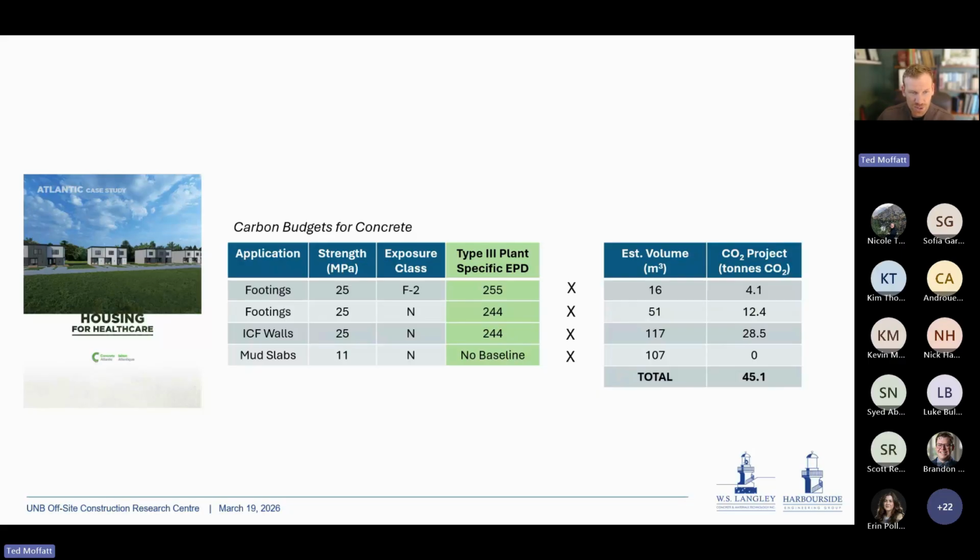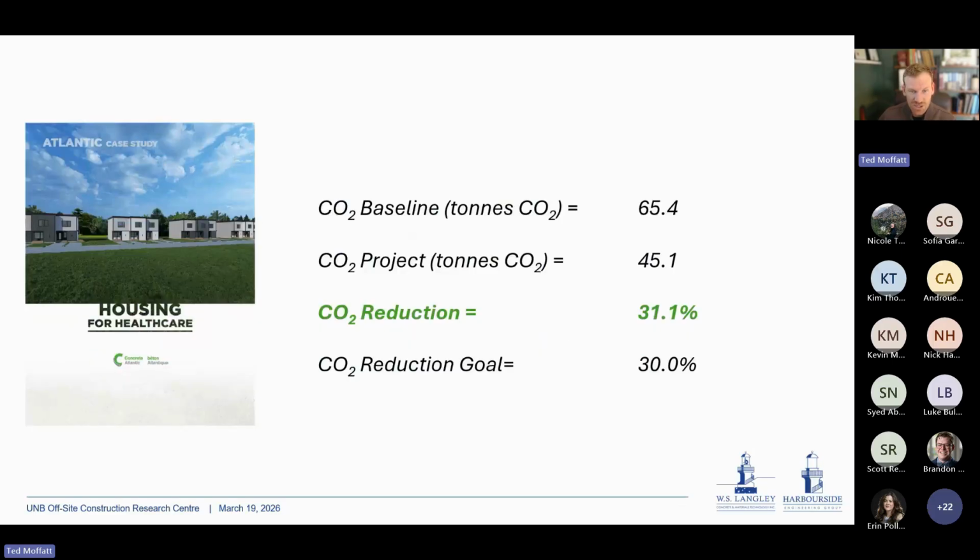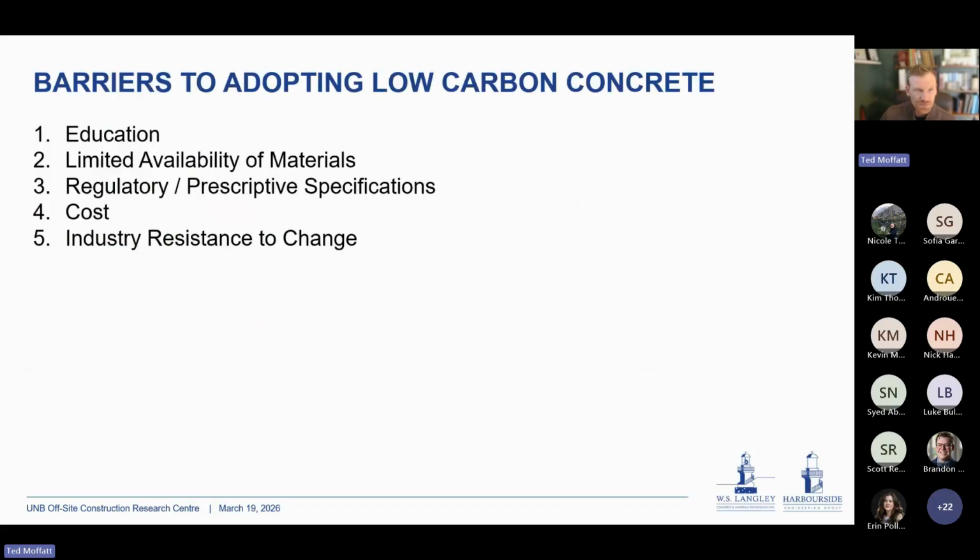Anything less than 20 MPa, there's no baseline for. And essentially, in this case, we achieved mixes that over the entire job had a 31.1% reduction in global warming potential, which achieved our 30% target. So my final slide: what are barriers to adopting low carbon concrete?